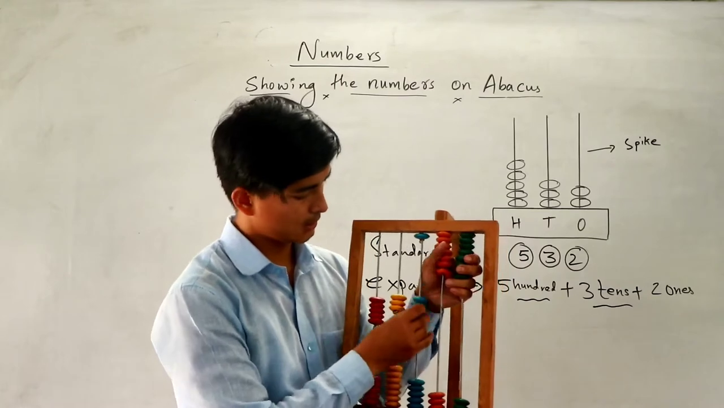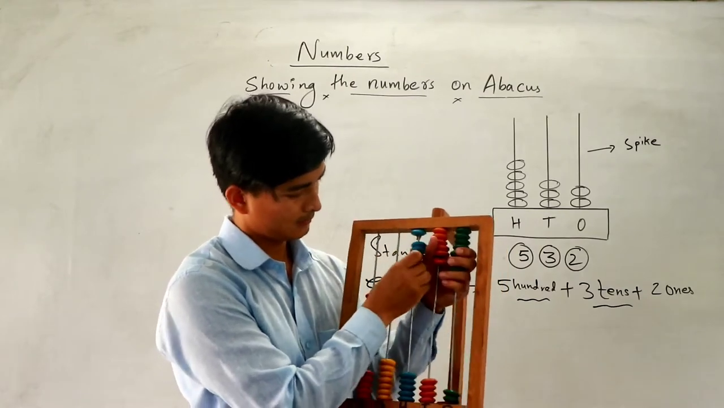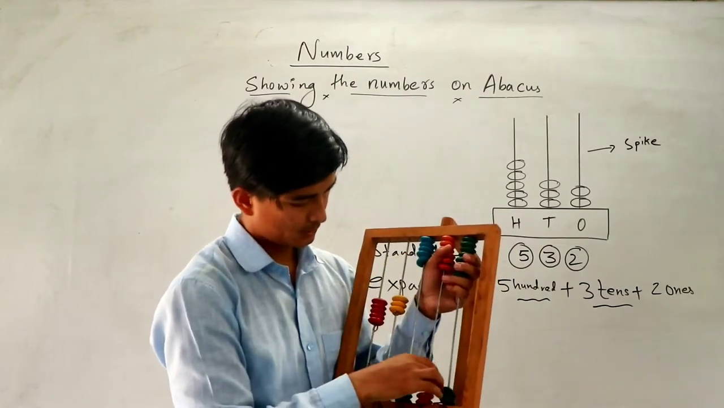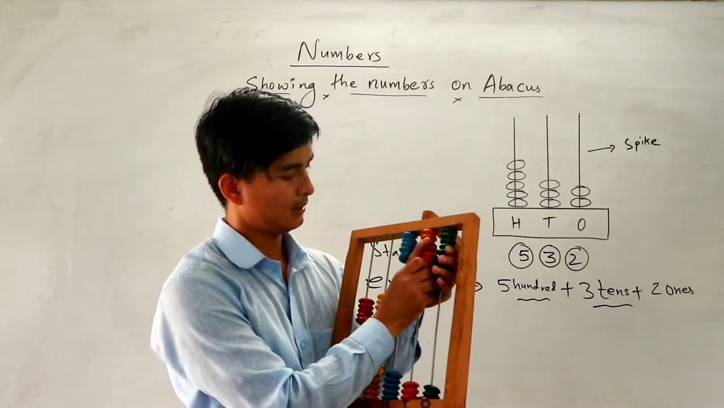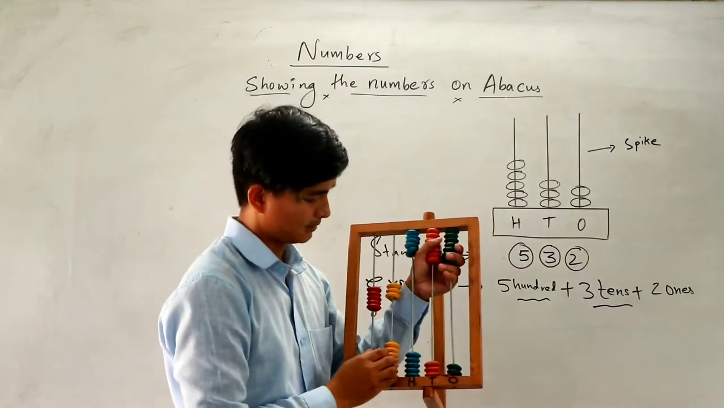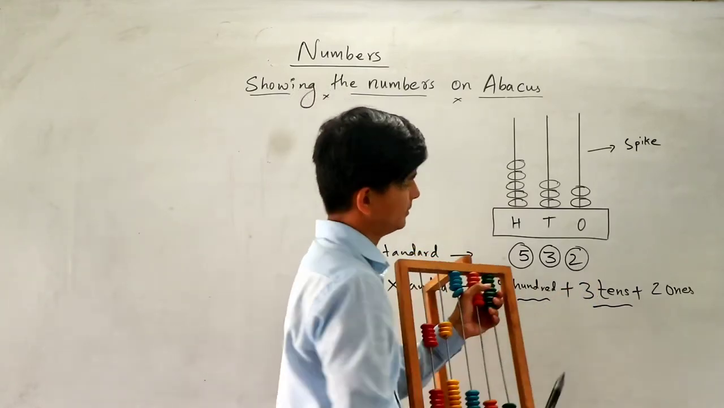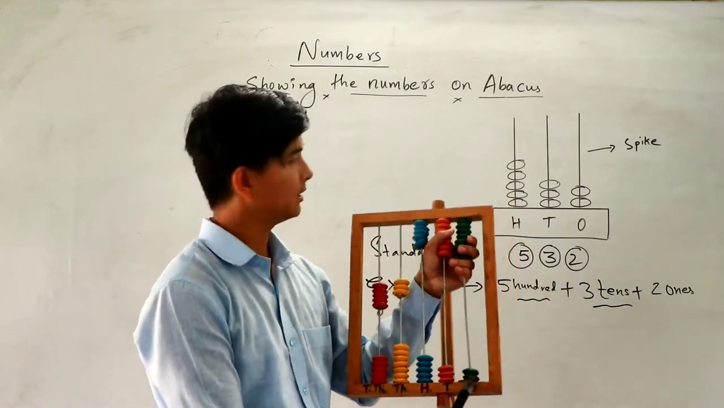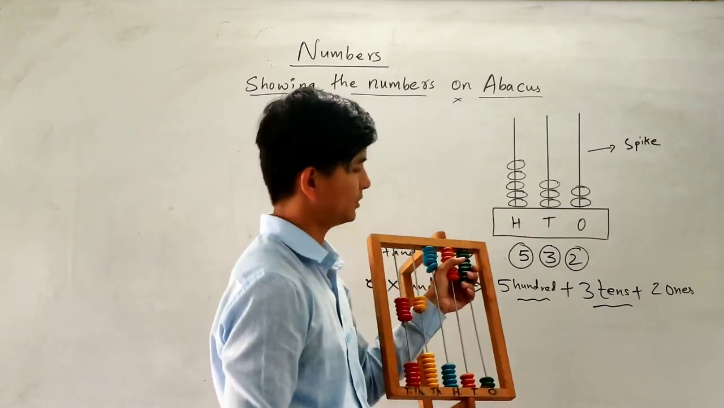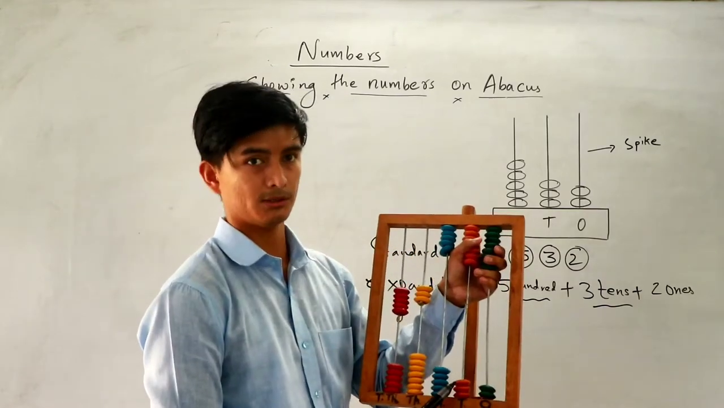1, 2, 3, 4, 5. So the rest one just keep here. Okay, so look here, your answer, and in Abacus it is similar or not. In one place, 2, we have got 2 bits. In 10th place there it is 3, so we have got here 3 bits, right?